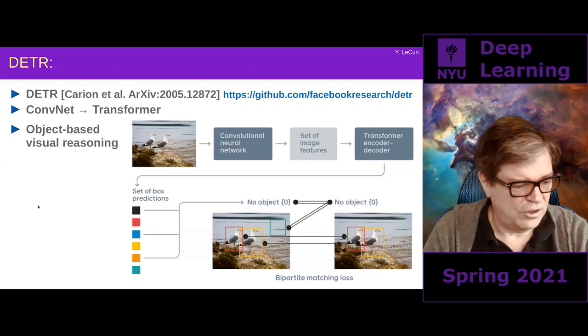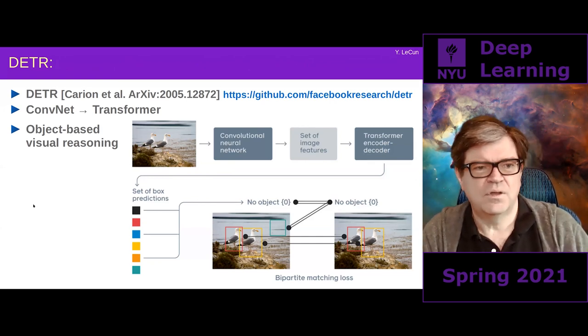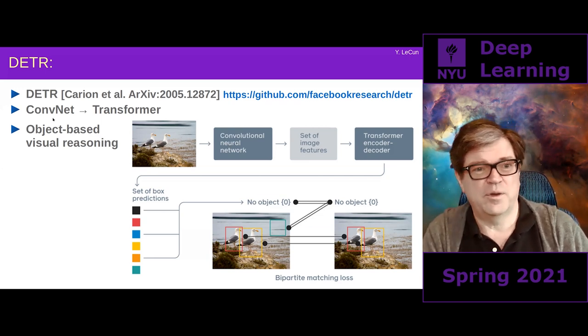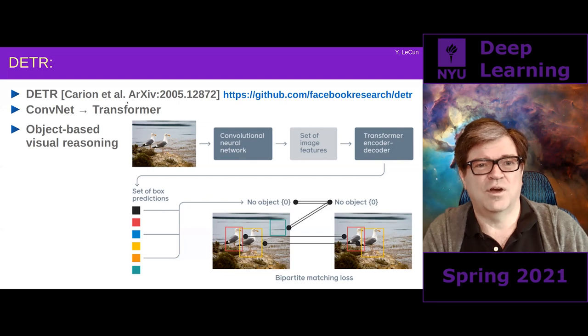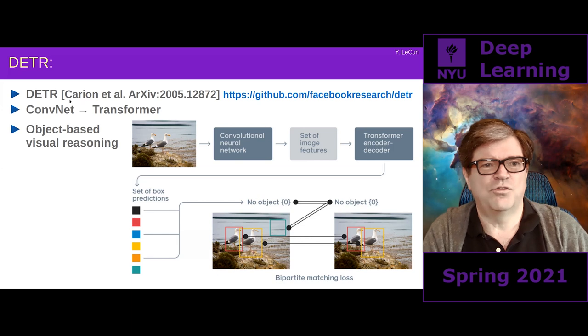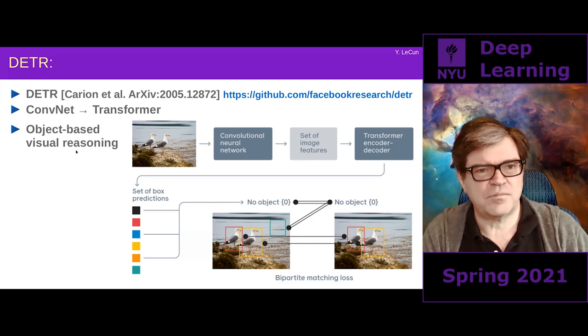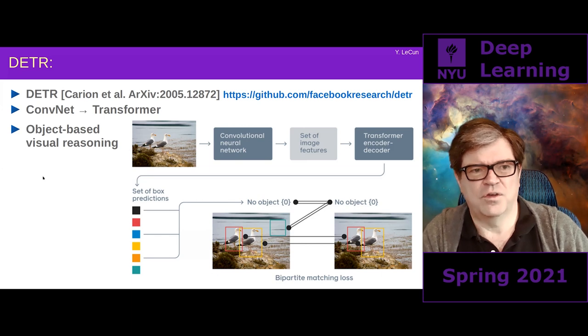Here's another example of a transformer system called DETR. This was proposed by Nicolas Carion and a large cast of characters, also at Facebook AI Research in Paris. Nicolas Carion is actually a postdoc at NYU right now. And it's open source. You can play with it if you want. It's basically a vision system that combines a convolutional net with a transformer.